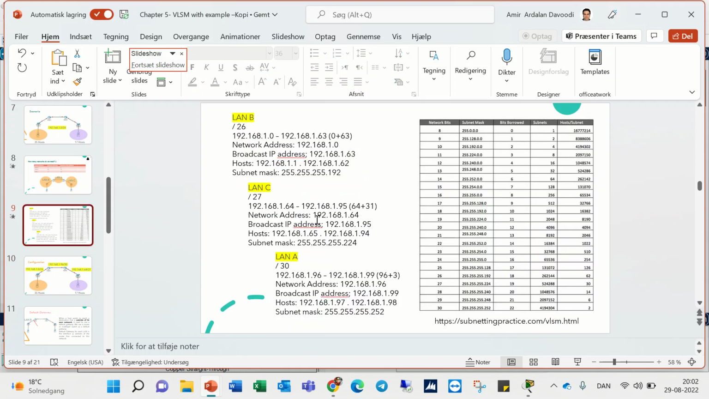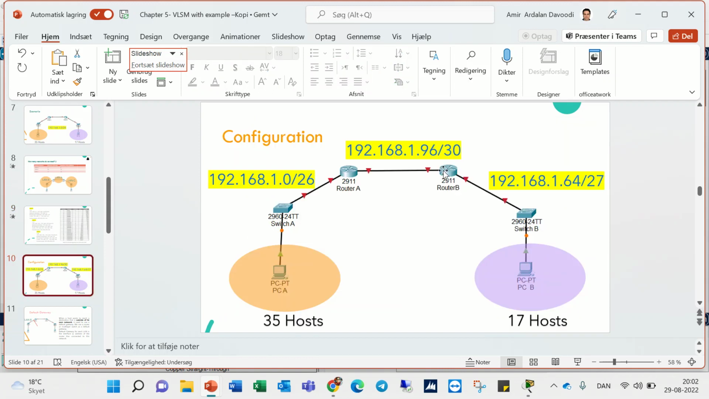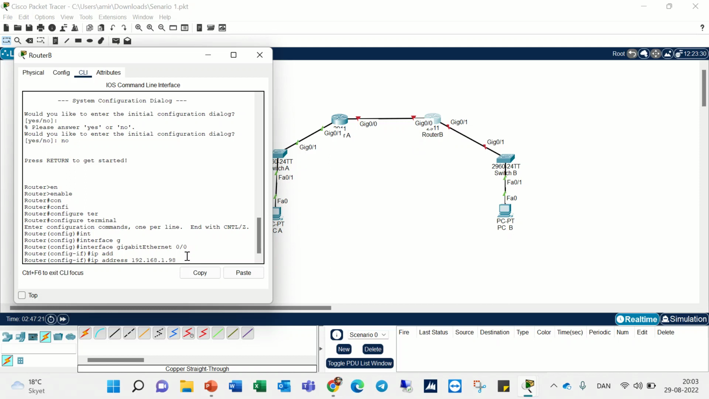As you come back here, I'll show you this one, excuse me, only I have 97 and 98. I should also use 98 for the other side of the network here and router here, okay? And subnet mask is important.